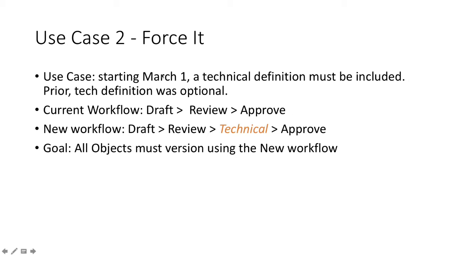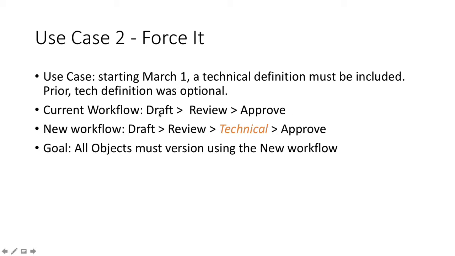So the use case would go something like this. Starting at whatever arbitrary date, in this case March 1st, the new rule is that there must be a technical definition for every glossary entry. That the cookbook will become the technical repository for at least one data system. And prior to that, the technical definition was optional. Definitions may or may not have had one.